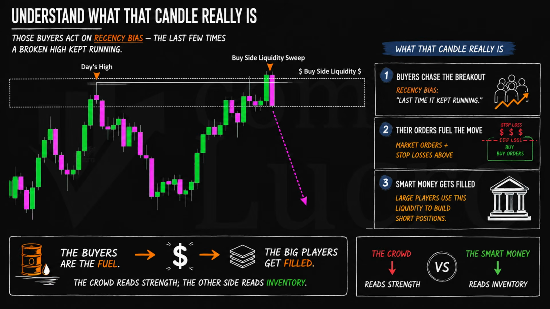Understand what that candle really is. Those buyers act on recency bias. The last few times a broken high kept running. Their orders, plus the stops above, are the fuel a large position needs to get filled. The crowd reads strength. The other side reads inventory.